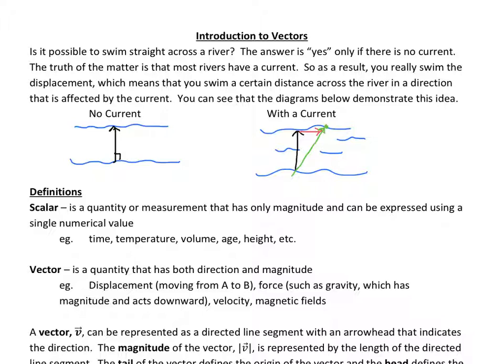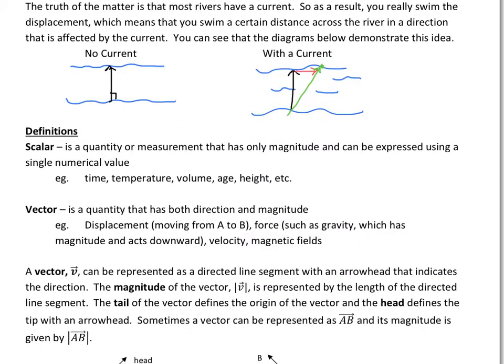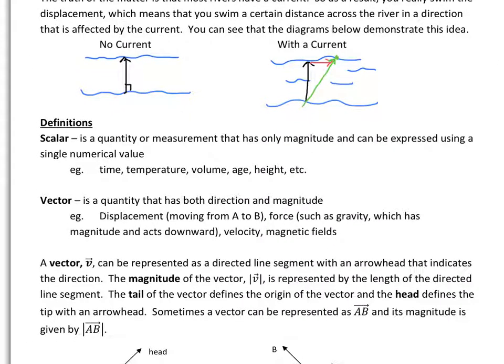So before we get further into this idea of vectors, we're going to talk for a minute about the difference between a scalar and a vector. So a scalar is a quantity or measurement that has only magnitude and can be expressed using a single numerical value. So time, temperature, volume, age, height, and so on. Those are all examples of scalars. Compared to that, a vector has both direction and magnitude.